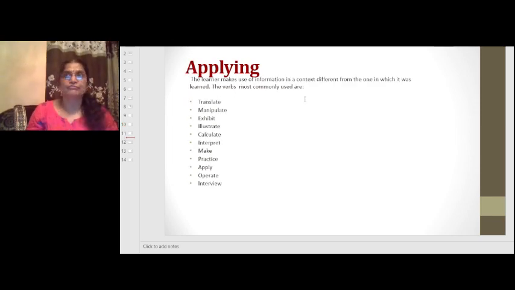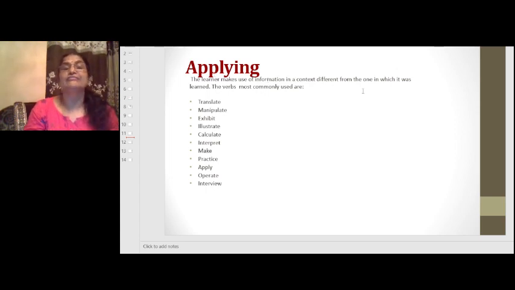Next, I told you, first one remembering, then understanding, the third one is applying. So whatever information you learned and understood and whatever you are remembering, you try to apply it. The learner makes use of information in a context different from the one in which it was learned. The verbs used are translate, manipulate, exhibit, illustrate, calculate, interpret, make, practice, apply, operate, interview. All these are for application. You can set a question paper with the application verbs.